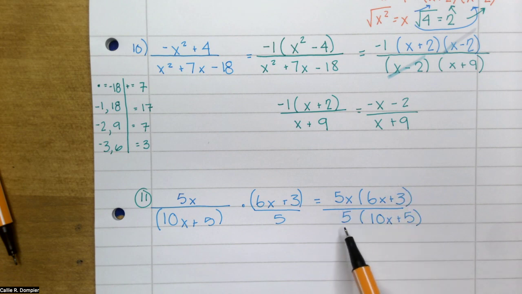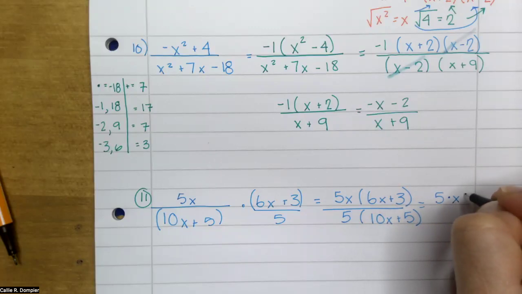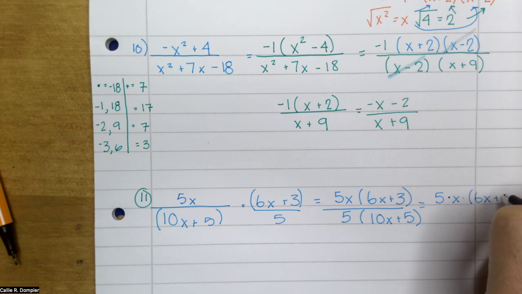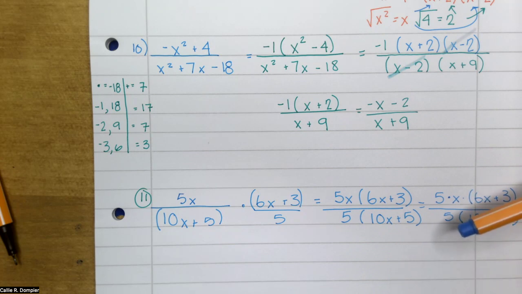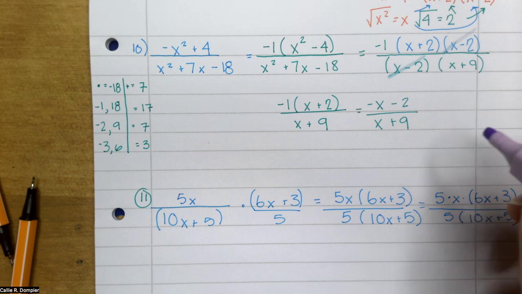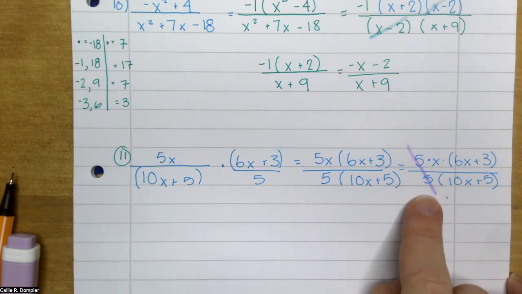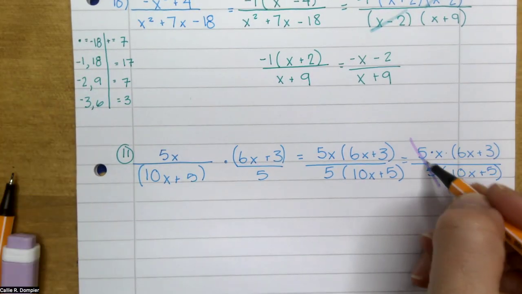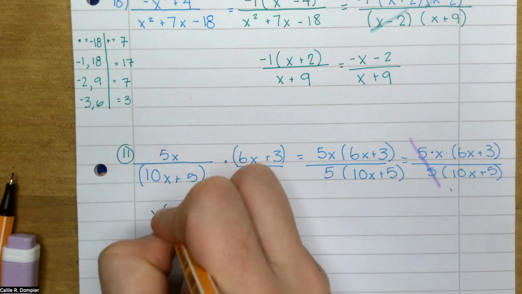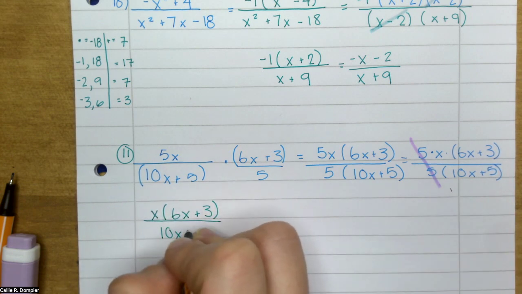Now, I don't see anything I can factor, right? Maybe a 5. Yeah. 5 times x times over 5 times. So if you do see something that's common to the top and the bottom, you can cancel it right now. Or not, okay? That'll just make your terms a little bit smaller, which might make it easier to work with. So then we cancel the 5. We have x times 6x plus 3 divided by 10x plus 5.